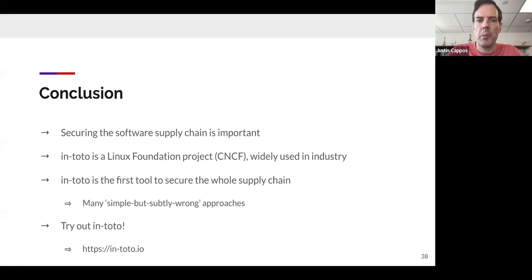SolarWinds, post-compromise, not pre-compromise, after the compromise decided they wanted to be closer to the bleeding edge, and so really moved forward with that and a lot of initiatives. in-toto is also a Linux Foundation project, also in the CNCF, the same as TUF. in-toto is not at the highest level of maturity. It's at the second highest level, but is widely used in industry. I would expect that in the next year or two it'll be mature enough to move up to the highest level. And it is really the first tool, and I'm not aware of anything else that does end-to-end cryptographic verification in the software supply chain space. So it's really the only thing out there that might actually get you to a reasonable security level.